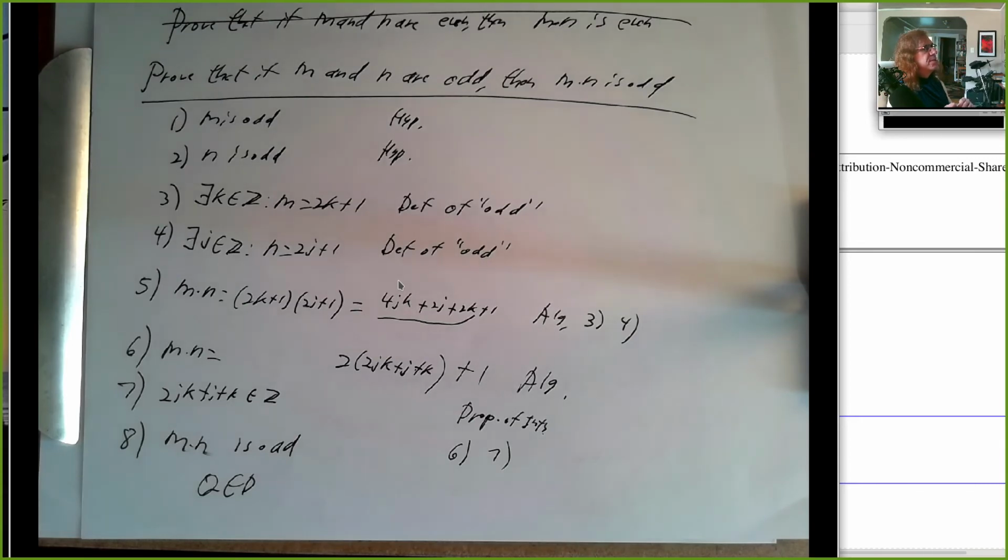Let's see, 4jk is 2 times 2jk. I think that's what I did. Alright, so there's a direct proof that if m and n are odd numbers, then m times n is odd.